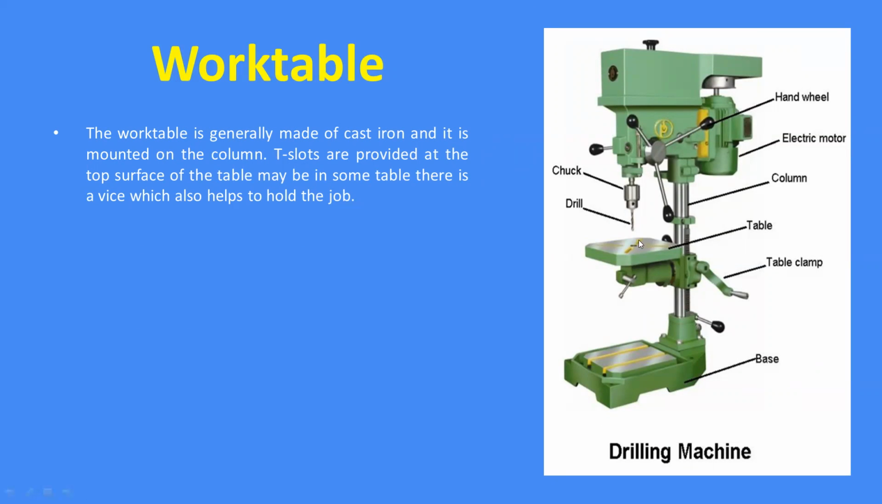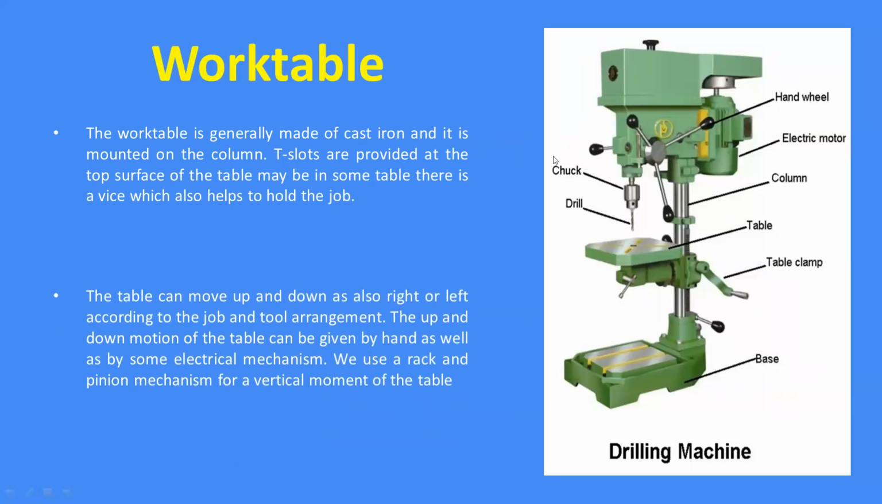Okay, so generally in order to make sure that our workpiece stays in place, we can go for either T slots or the second procedure, which is to use a vice. If we use a vice, we can fix our workpiece. Okay, so what is the functionality of this table? The table can move up and down and also right and left.